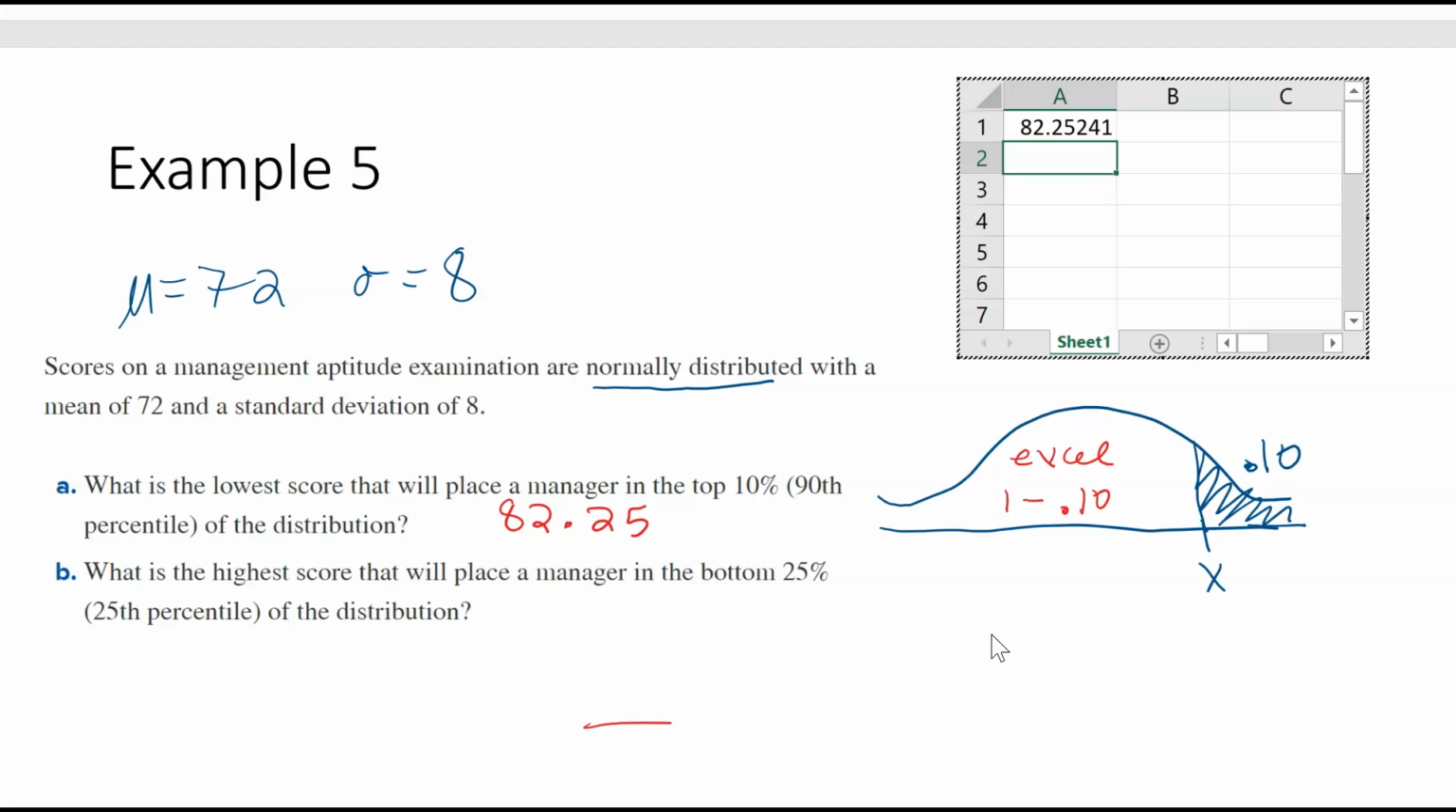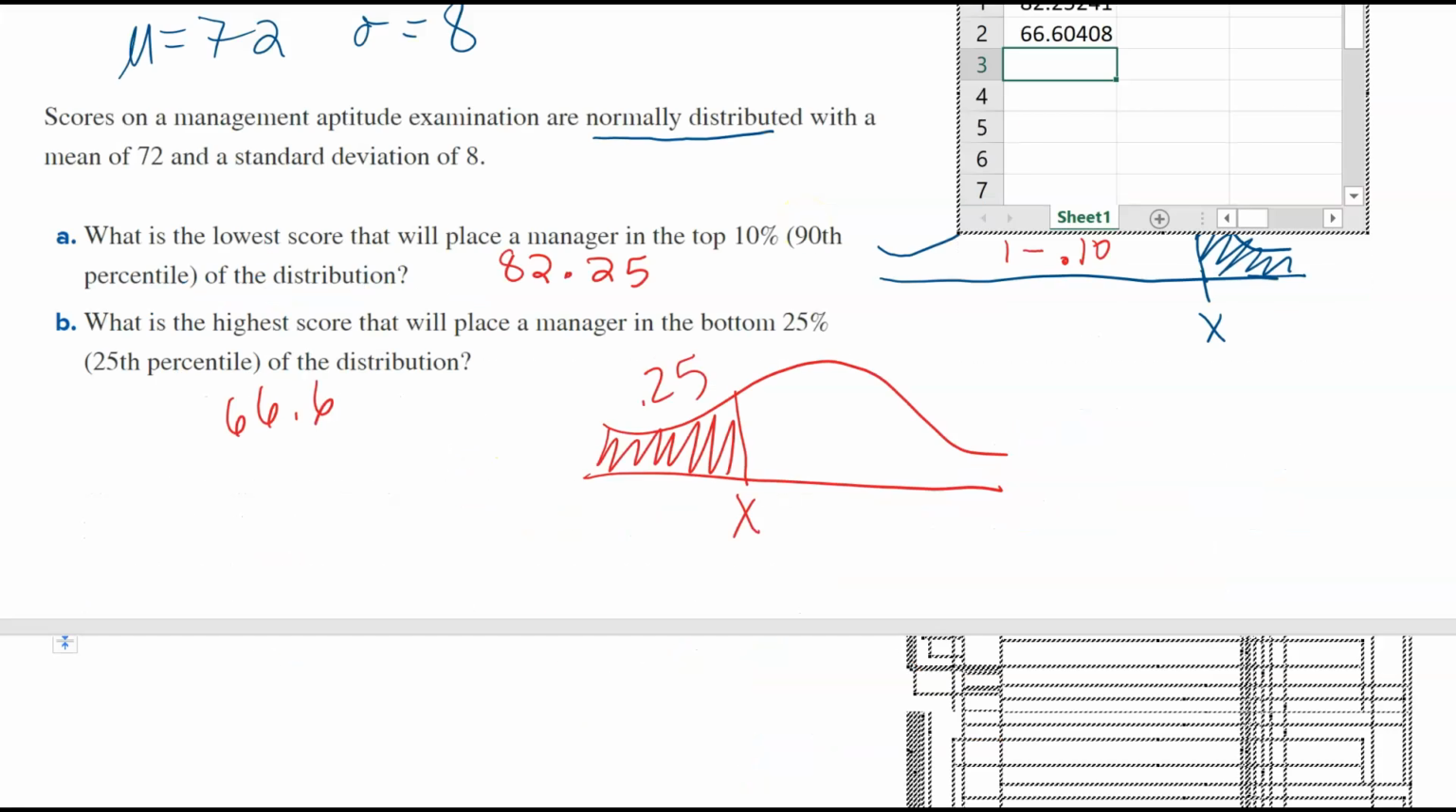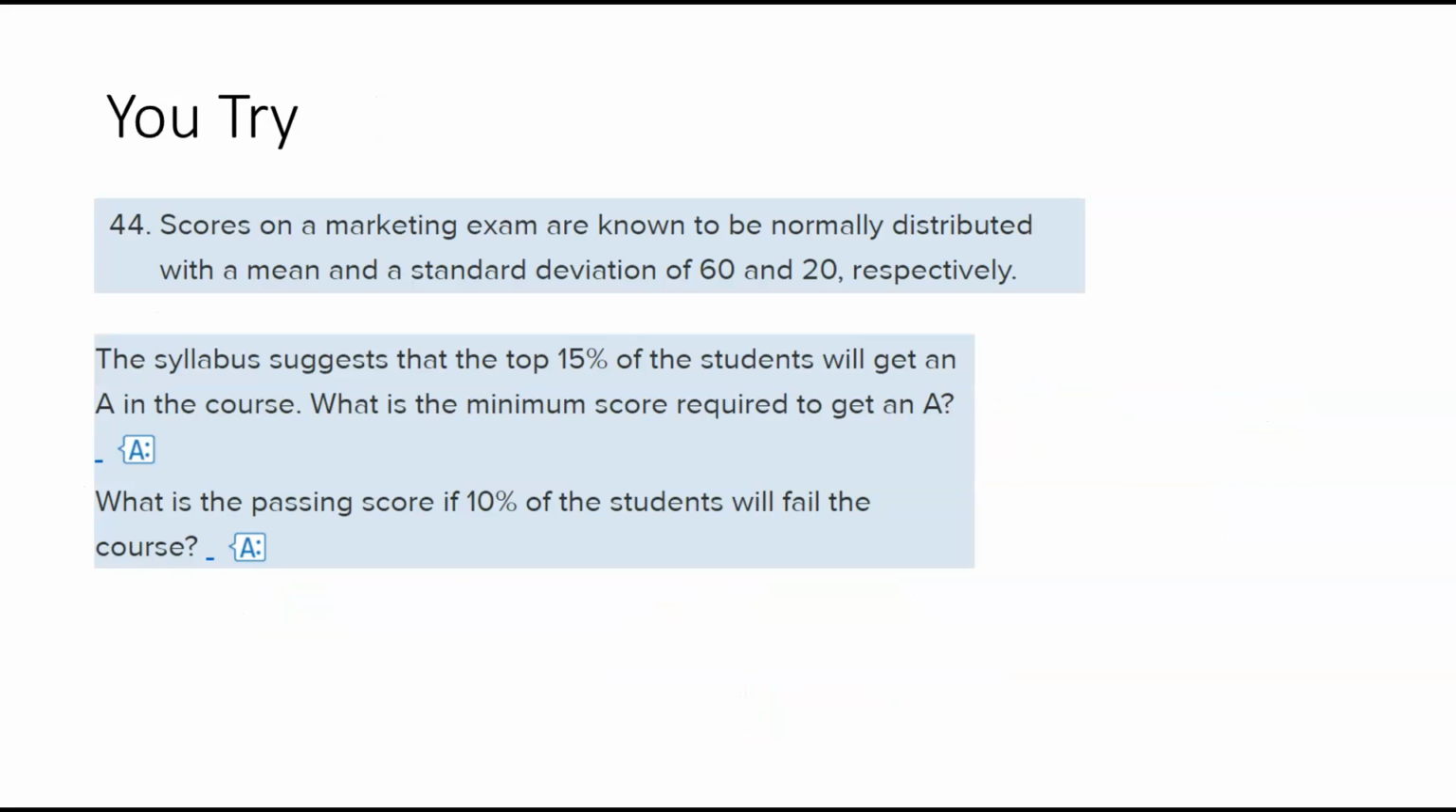What is the highest score that will place a manager in the bottom 25%? So bottom is over here. 0.25, score X. Well, that's great because Excel automatically gives us to the left. So let's take a peek here. 0.25, 72, and 8. And we see that it is a score of 66.6. So go ahead and give these ones a try, and press play when you're ready to see the solution.